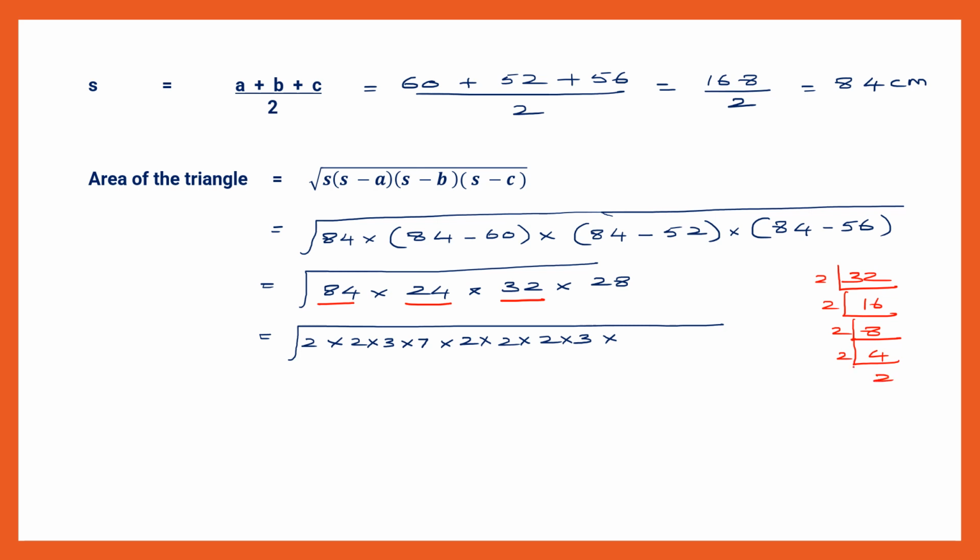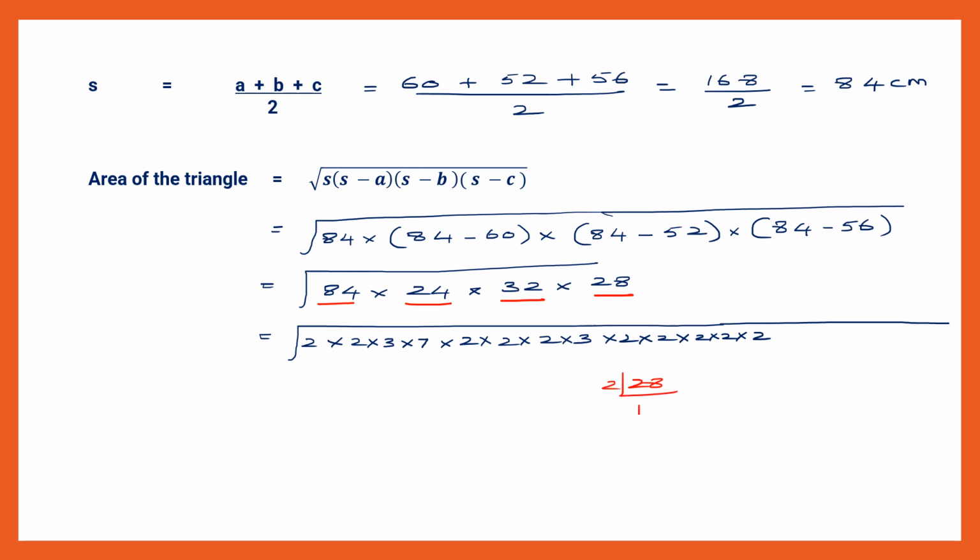2 twos are 4 and 2 ones are 2. So there are 5 twos here. Let's write it down: 1, 2, 3, 4 and 5. So now we have to find the prime factors of 28. So that will be 2 ones are 2, 2 fours are 8, 2 sevens are 14 and 7 ones are 7. So let's write that down. So that will be into 2 into 2 into 7.